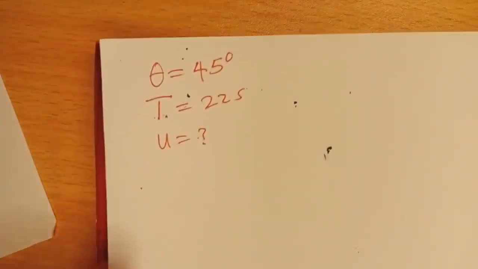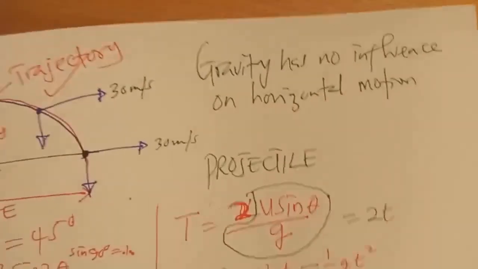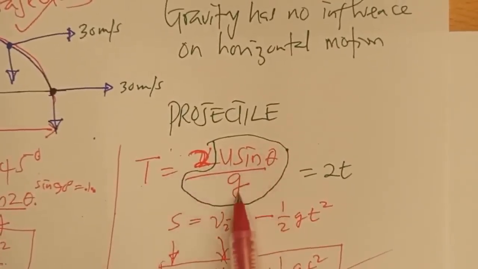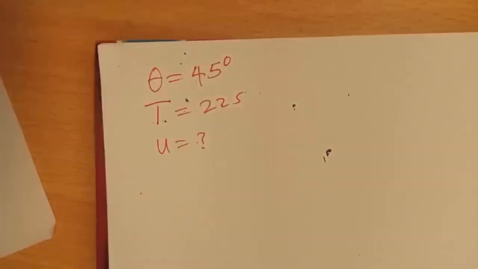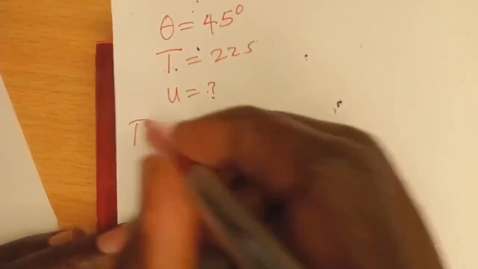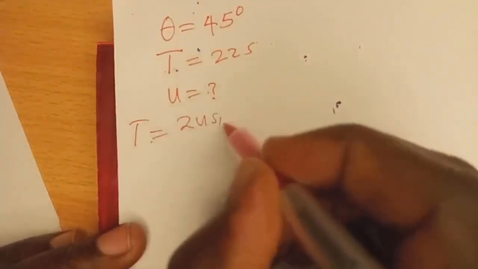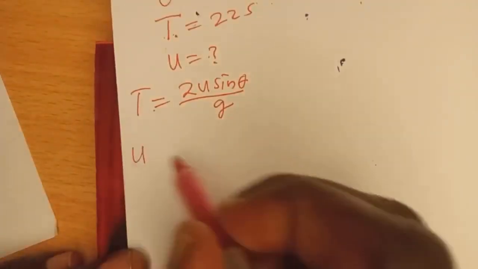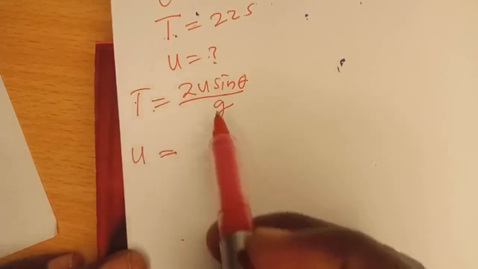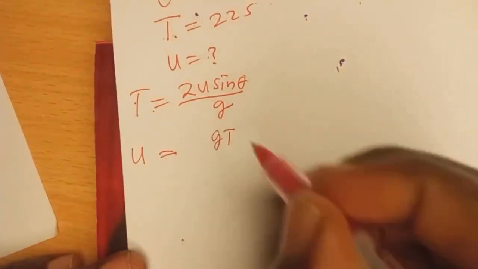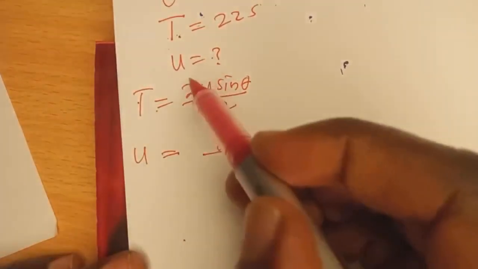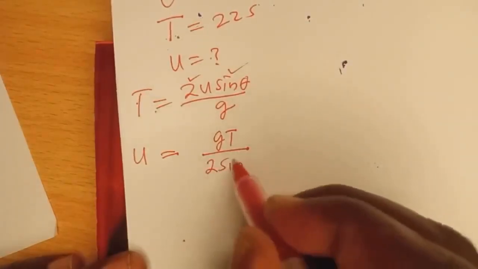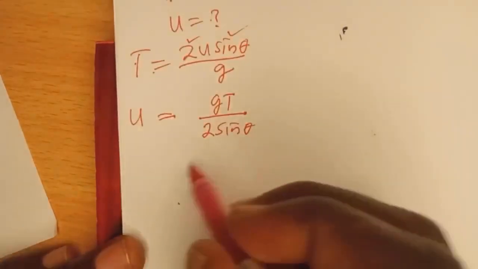So you remember the formula for time of flight. The time of flight, t is equal to 2u sine theta over g, and you can see you have the u there. So the formula is t is equal to 2u sine theta over g. Now you have to make u the subject of the formula. How do you do that? Multiply this by this, and you have gt divided by, then you take 2 and sine theta, combine them under 2 sine theta. Now you can substitute the values.